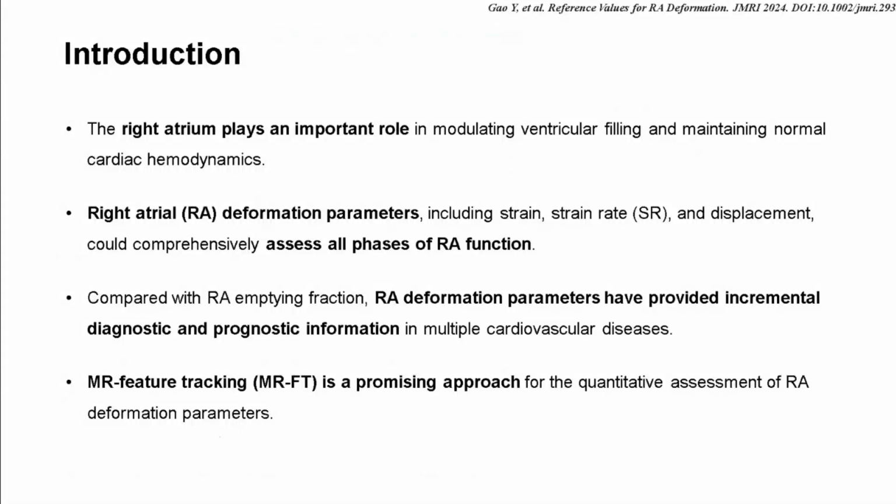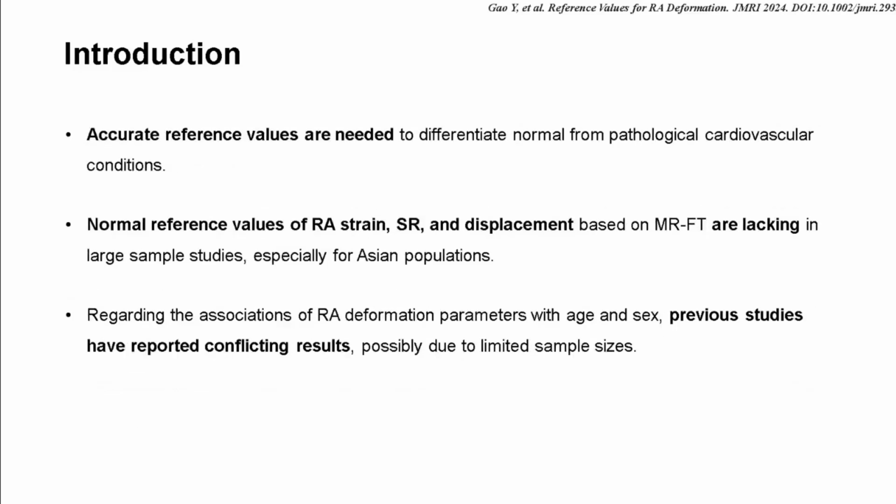MR feature tracking (MRFT) is a promising approach for the quantitative assessment of RA myocardial mechanics, offering advantages such as high spatial resolution, excellent reproducibility, and strong endocardial border delineation capability. Accurate reference values are needed to differentiate normal from pathological cardiovascular conditions. However, normal reference values of RA strain, SR, and displacement based on MRFT are lacking in large sample studies, especially for Asian populations. In addition, regarding the associations of RA deformation parameters with age and sex, previous studies have reported conflicting results, possibly due to limited sample sizes.